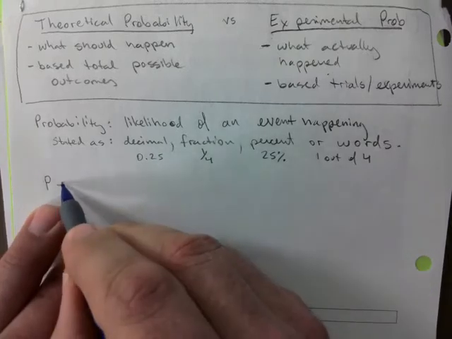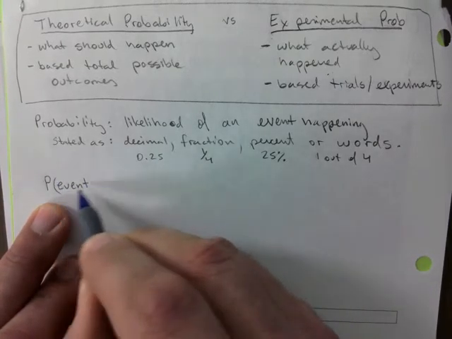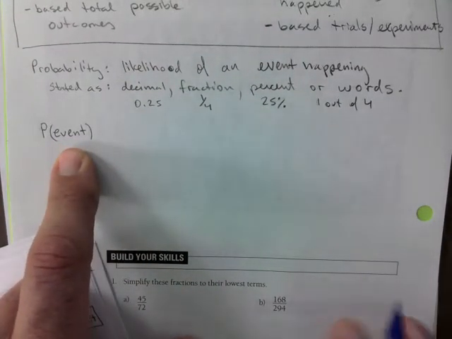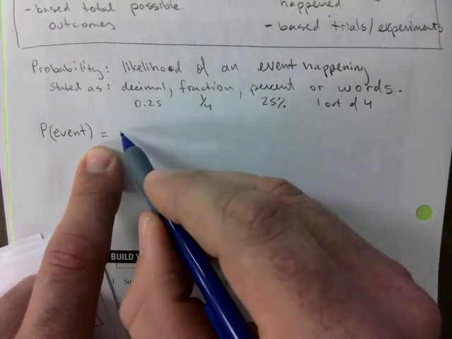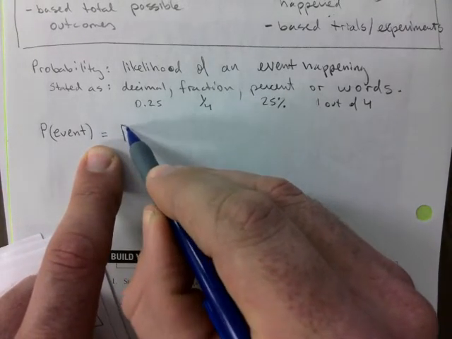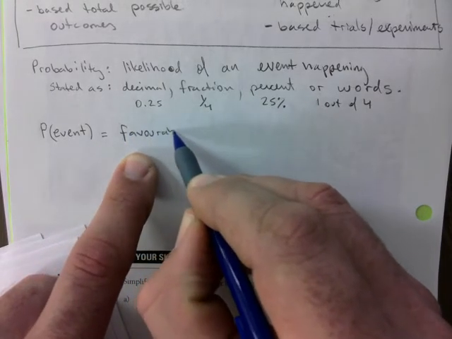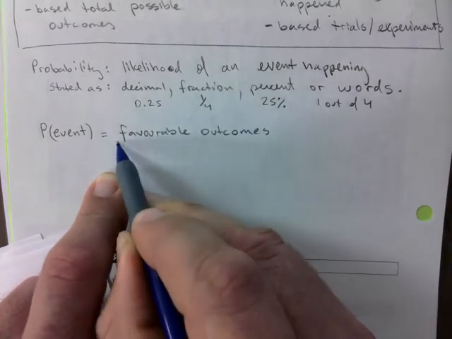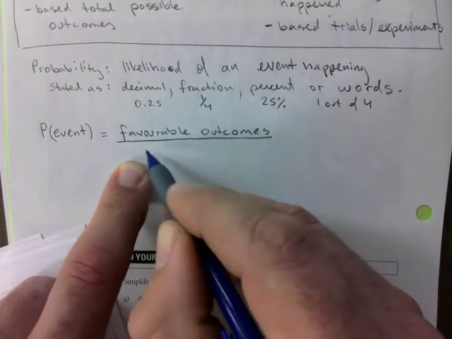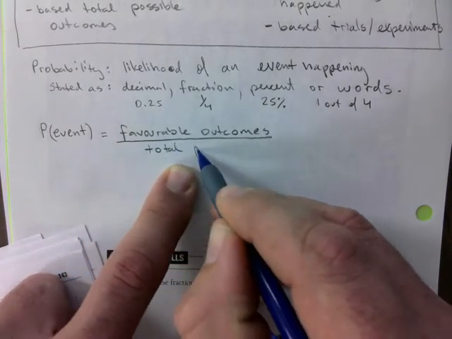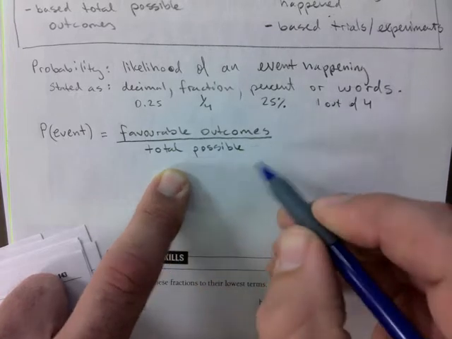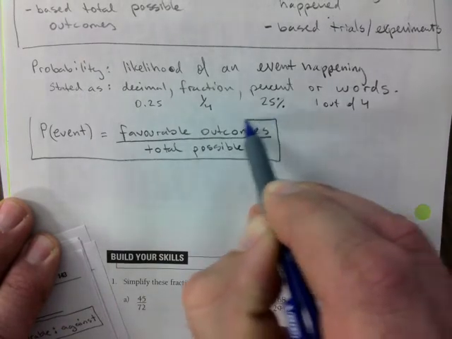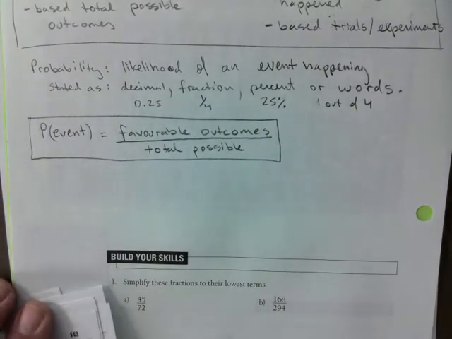Probability of the event. Okay, that's how we write. Often we will go P of whatever you're after, right? Probability of event is favorable outcomes divided by total possible. Okay, that is basically your formula to come up with probabilities every single time.